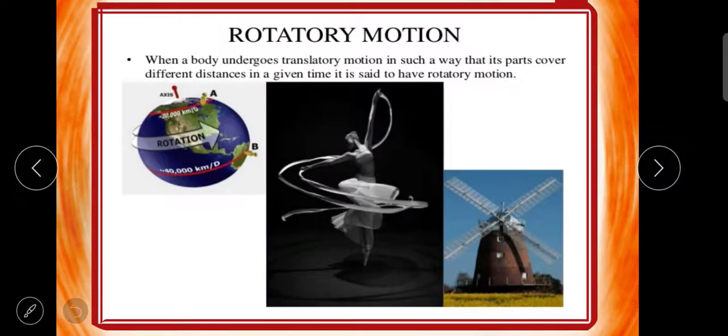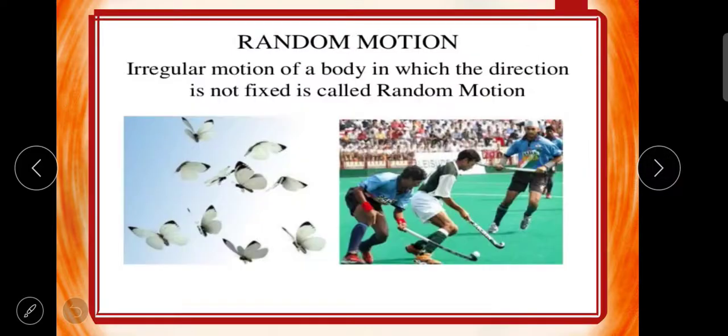Now rotatory motion. Children, you know when a body undergoes translatory motion, meaning motion changes from one place to another, but its parts also cover different distances in a given time. Means not only that the body moves, but it itself is also rotating. This is called rotatory motion. Like the motion of the earth, it is moving in a circular path around the sun. Along with it, it is also rotating on its own axis. Such kind of motion is called rotatory motion.